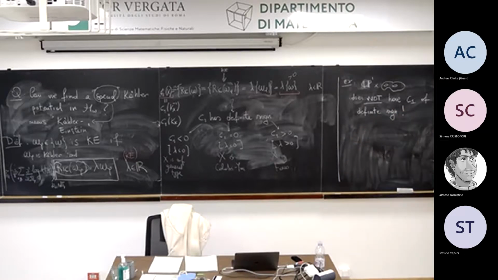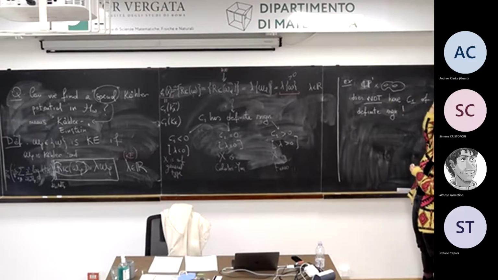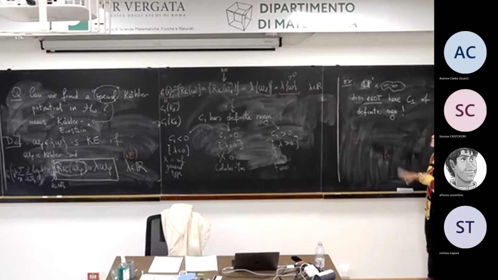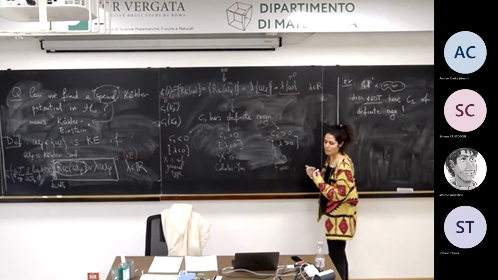And you can construct in this way many other examples. You can take CP1 times a surface with a lot of holes, okay? So you're not going to have this property. This is why I'm saying that this is a real obstruction.